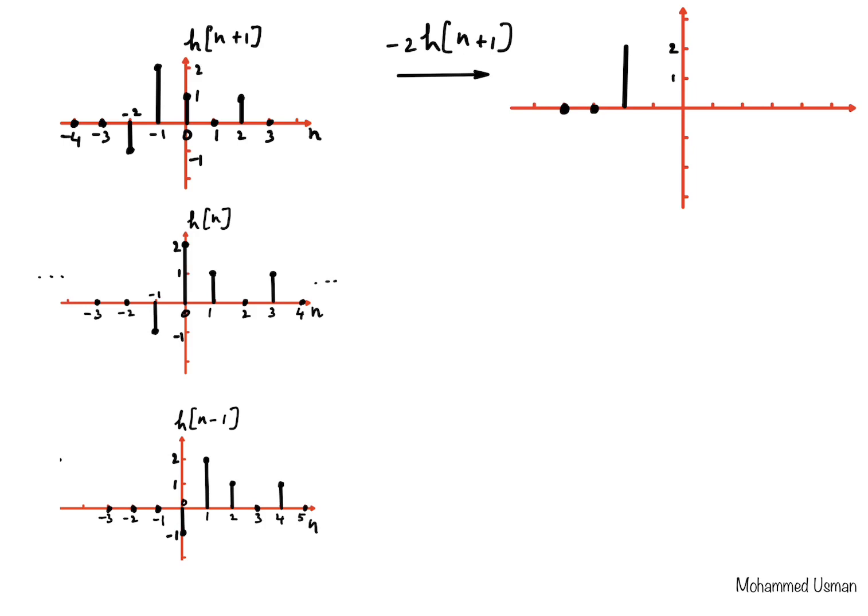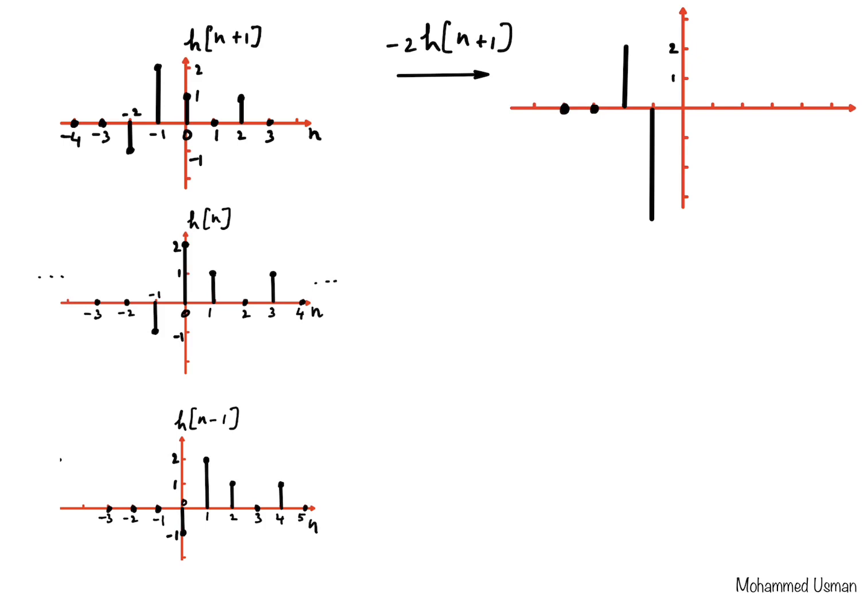and when n equal to minus 1, the value is 2. So 2 multiplied with minus 2 will make it minus 4, right? So the value here at n equal to minus 1 is plus 2, that gets multiplied with minus 2. Plus 2 into minus 2 is minus 4. So when n equal to minus 1, we'll get something like this, which is minus 4.